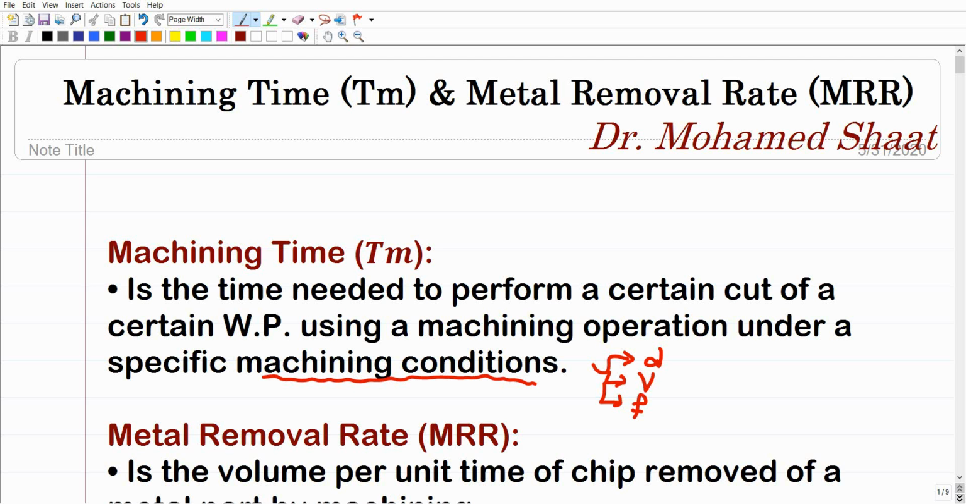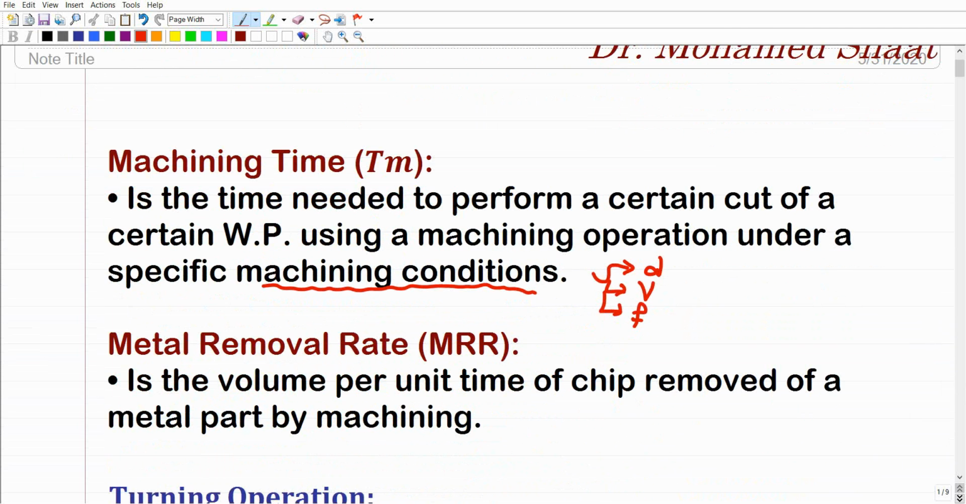So for example, if we are performing a turning operation under a specific machining condition, how long would it take for the work part to be finished by machining? This is the physical meaning of the machining time. It's just to calculate how long it would take for a part to be finished under certain machining conditions by performing a certain machining operation. This is the machining time.